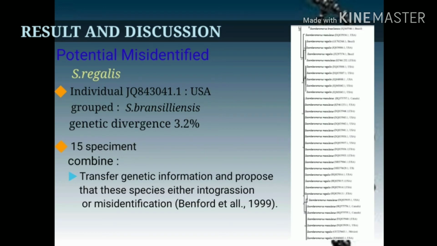Individuals of Scomberomorus regalis with genetic divergence of 3.2% were grouped with Scomberomorus brasiliensis. The other 50 specimens of Scomberomorus regalis were grouped together within the cluster of Scomberomorus maculatus. They have combined characteristics.